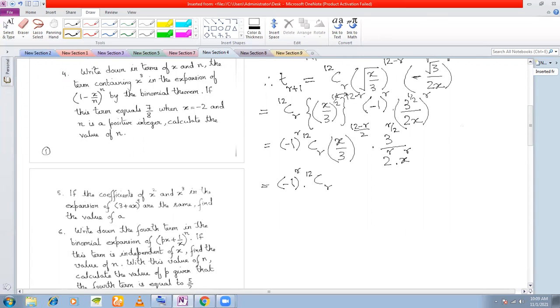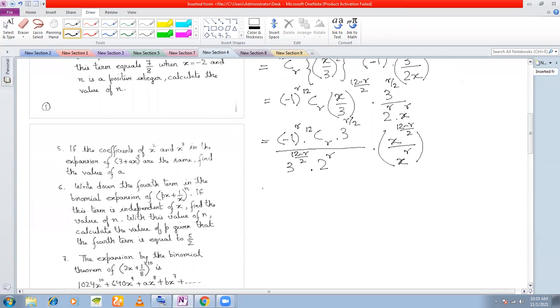That is, I'm trying to gather x together. Okay, so what I do here is I take 3 to the power of r by 2 along with this. Okay, so in the numerator, what do I have? Minus 1 to the power of r, 12cr, x I have left because the x I will write later, and I have written 3 to the power of r by 2. And the denominator, what do I have? In the denominator, I have 3 to the power of 12 minus r by 2, okay, into 2 to the power of r. This is what I have in the denominator. And because I want to collect the x's together, I will write x to the power of 12 minus r by 2 divided by x to the power of r. Okay.